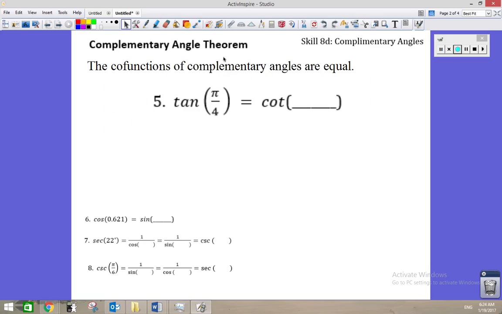Tangent and cotangent are cofunctions. Pi over 2 minus pi over 4 is pi over 4. Because pi over 4, I'm sure you can think of it quicker in degree measure, 45 degrees plus 45 degrees is 90. So pi over 4 is its own complement, and the tangent of pi over 4 is equivalent to the cotangent of pi over 4.